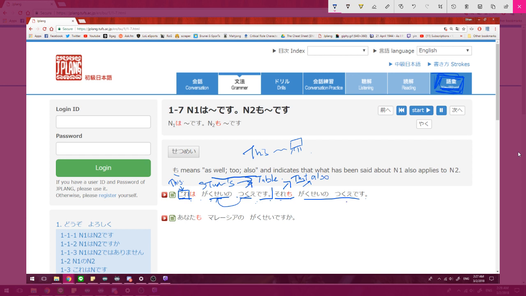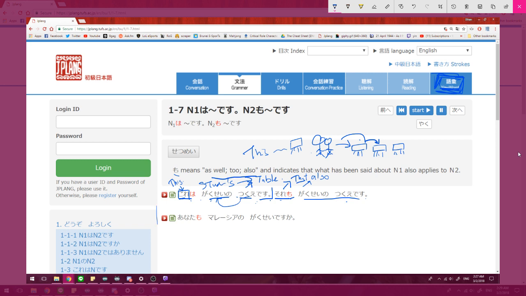Gakusei no tsukue desu. So basically, there's like a bunch of tables here, and then there's like two people talking. Hey, this over here is a student's table, and that over there is also a student's table, right? That's how it goes.